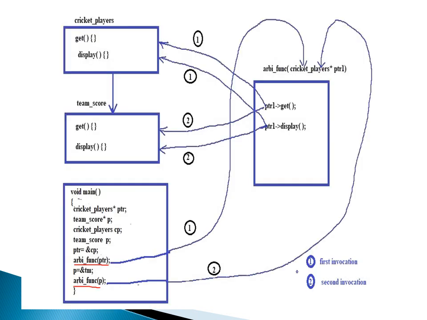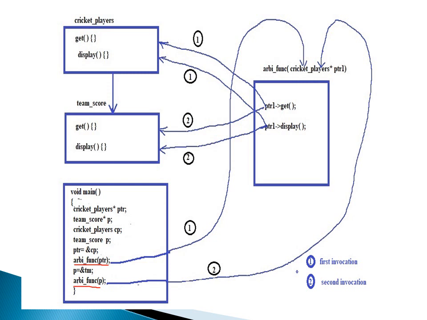See the diagram. First invocation, arbitrary function with ptr. Here what is the argument? It's a pointer to the base class. So it is being passed into the arbitrary function. There also, what is that argument type? Pointer to the base class. So the arguments are matching, it's not a problem, it will work.